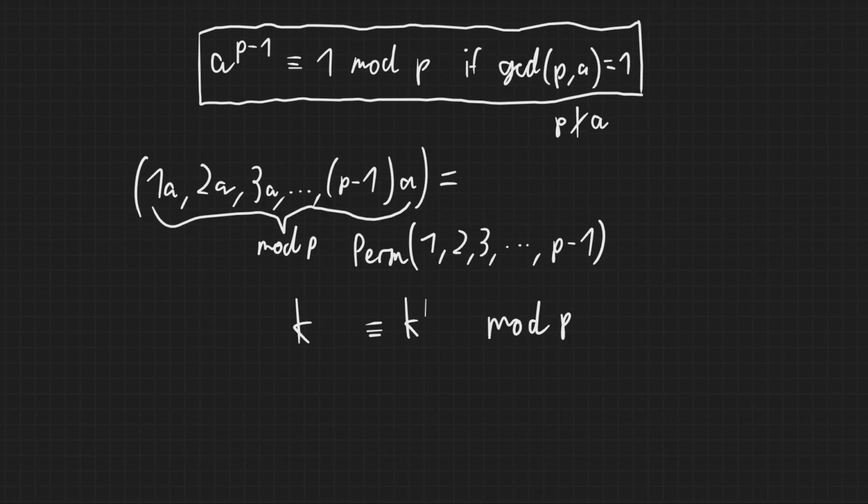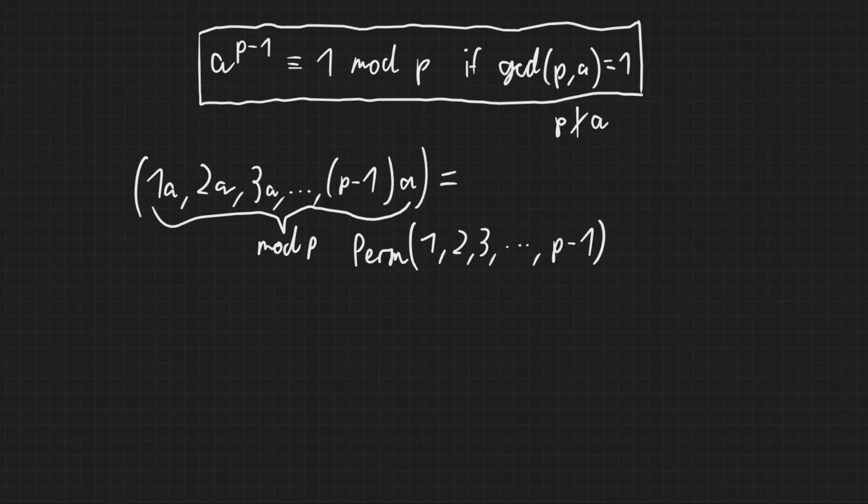But again, if we look at all the possible multiples, we see that they're all different modulo p. So the only way that k can be equal to k prime is if they're actually the same multiple. So the situation where two multiples give us the same result also cannot happen.